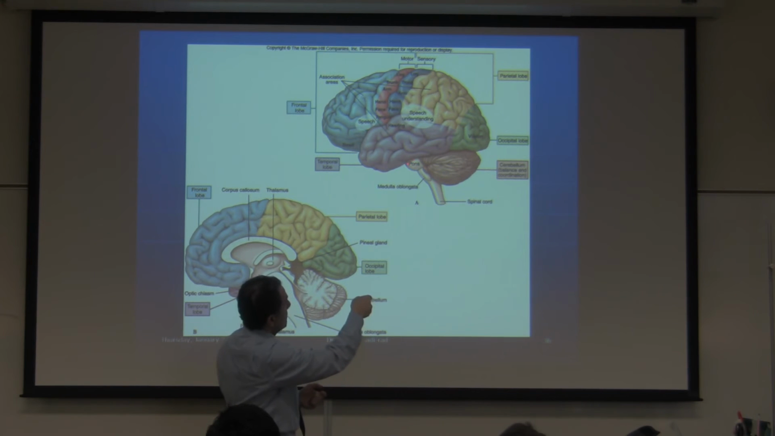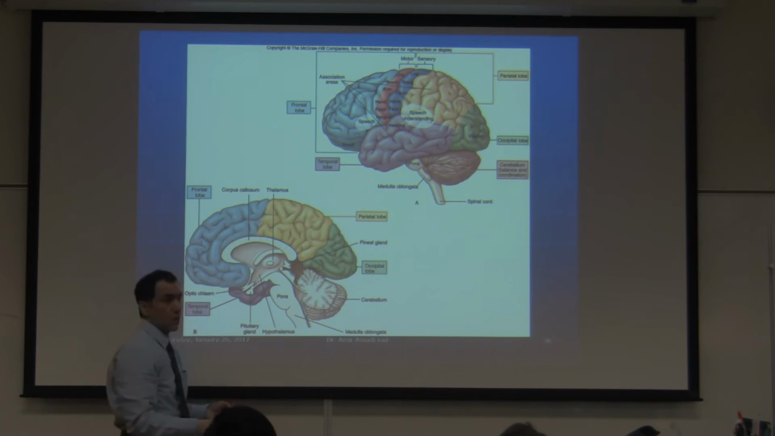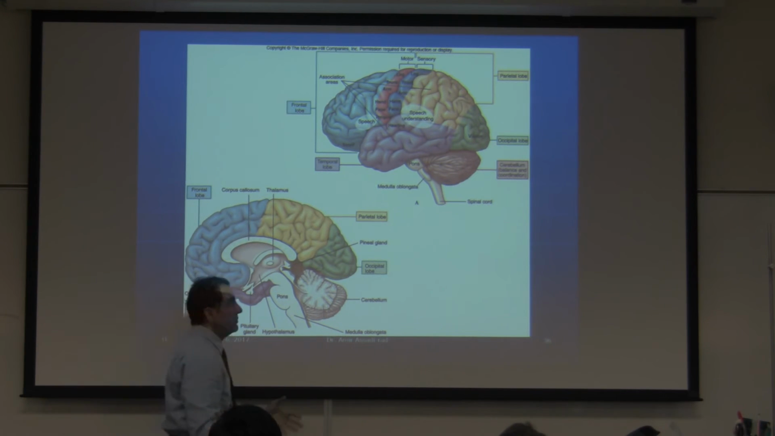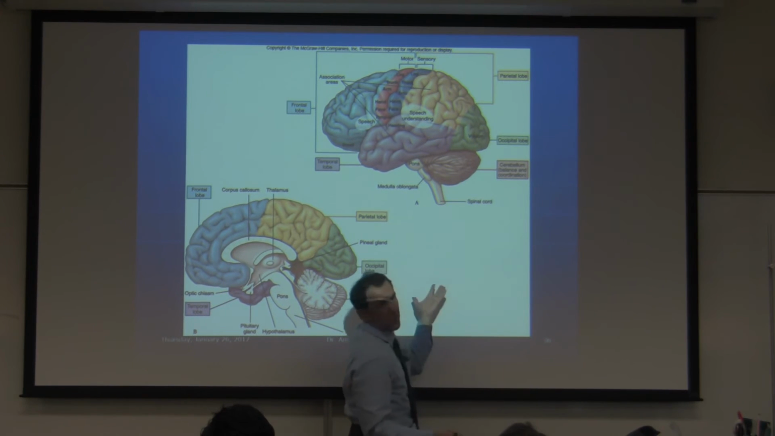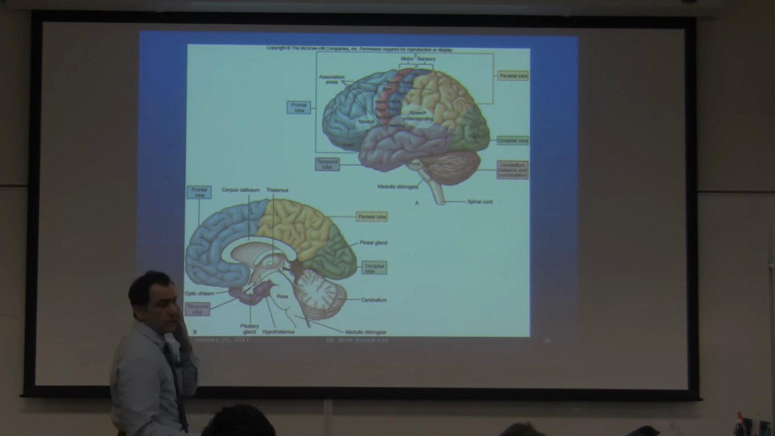And then you have your pons. I would expect you to know the pons. And then your medulla oblongata, which is the extension of the spinal cord. Okay? The medulla oblongata connects the brain to the spinal cord. So brain and spinal cord are connected together.